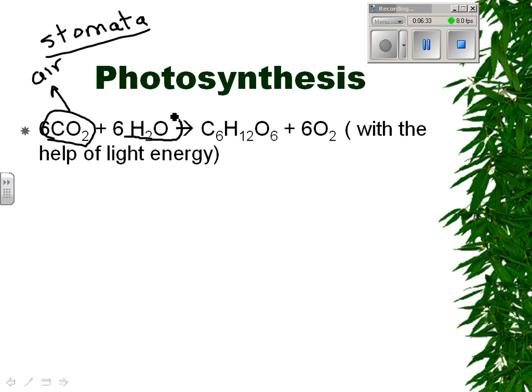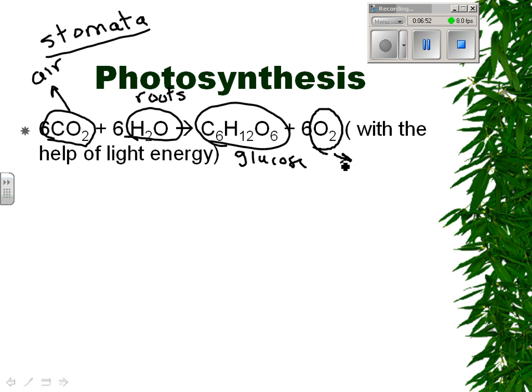Plants take in water. Where do they get water? That's right, through their roots. They take those two ingredients and use them to make glucose. They give off oxygen, right? But the only way they can do this is to have light energy to catalyze the reaction. A catalyst is something that makes the reaction happen faster, or at all in some cases.